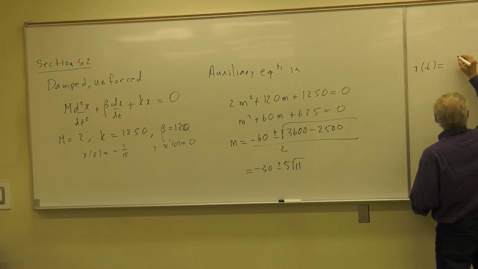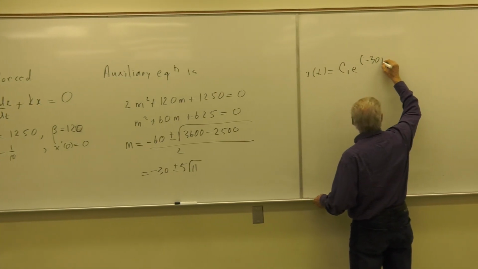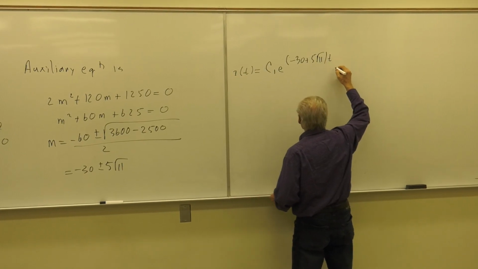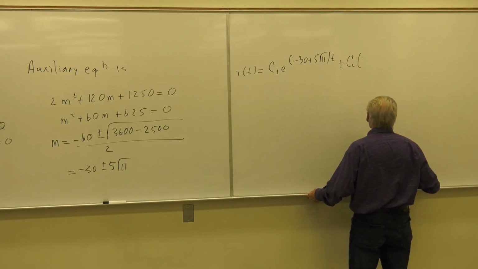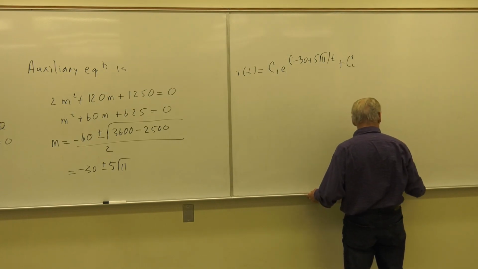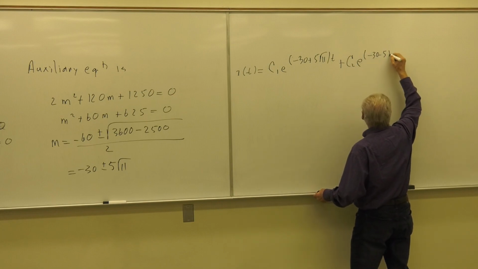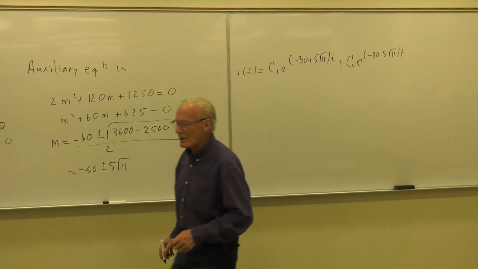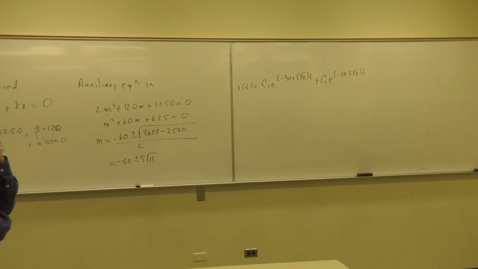So, the solutions: C1 e to the minus 30 plus 5 root 11 t, plus C2 e to the minus 30 minus 5 root 11 t. So there's my solution now. All right. Now, a point of interest.